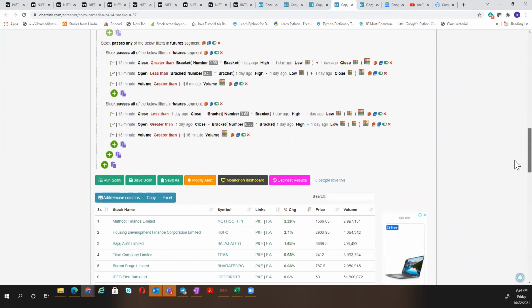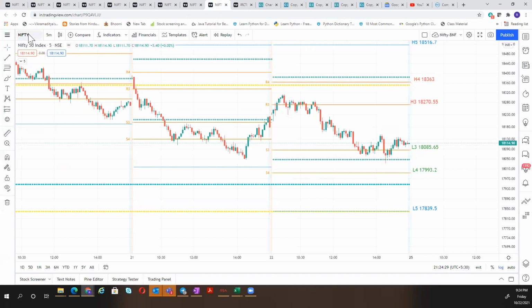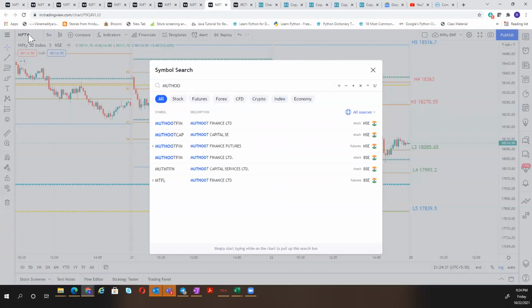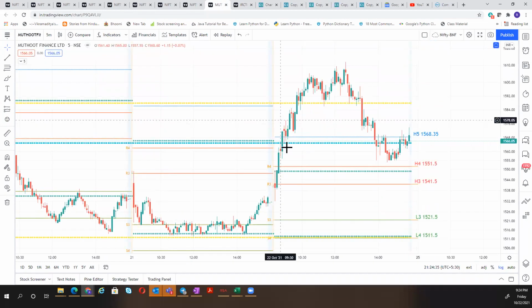This is today's. Today was a bearish trend, but Muthoot Finance has crossed 2.26%. It says H4 breakout. Let's see, where is Muthoot Finance? Do you see? H4, R4, H5, or R5. What happened, market? Boom, breakout.